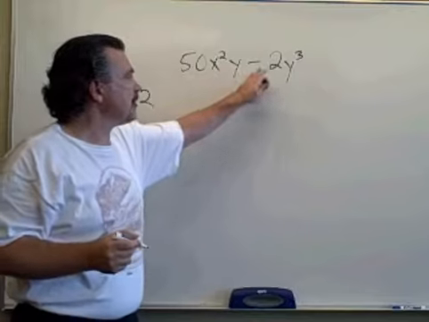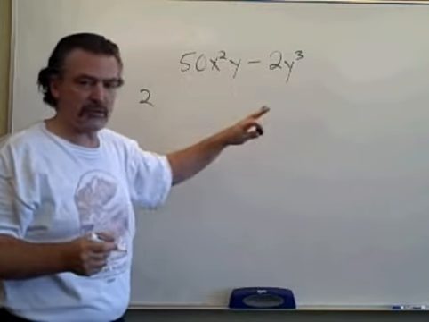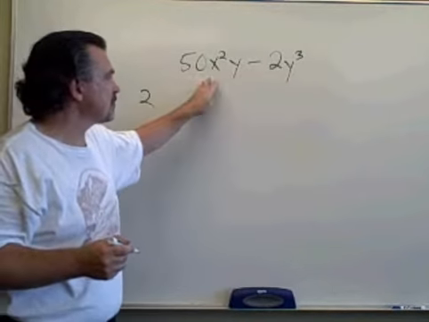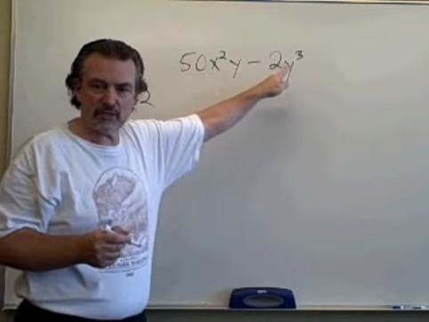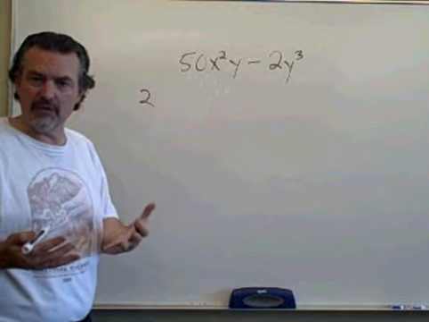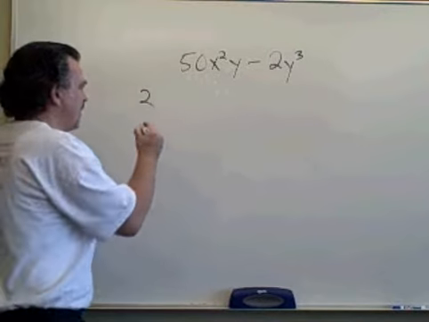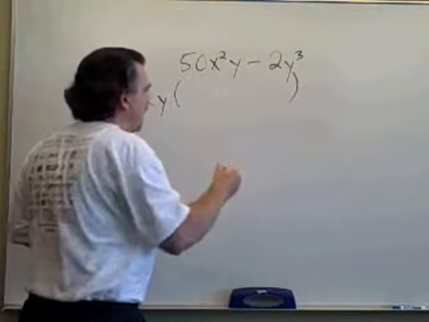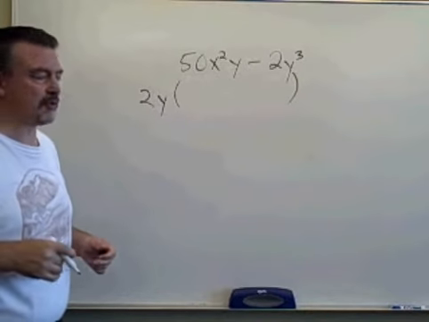And also, what do we notice as far as variables? Both of those terms have y, don't they? This term has y to the first, this term has y to the third. I can then factor out the one they share in common. The one they share in common is y to the first power. So I can divide out 2y from each of those terms.